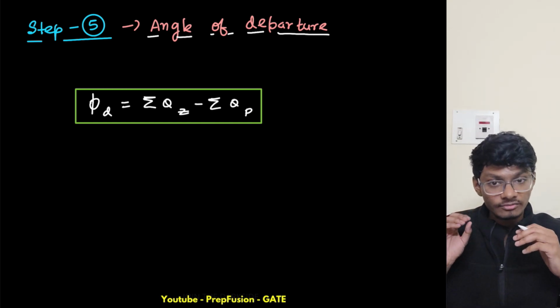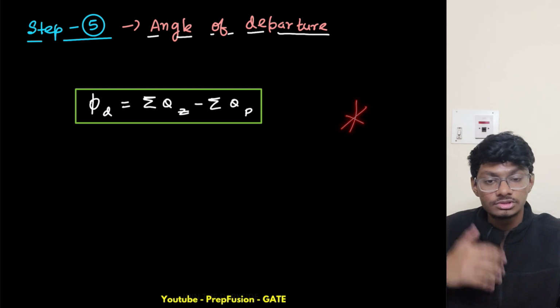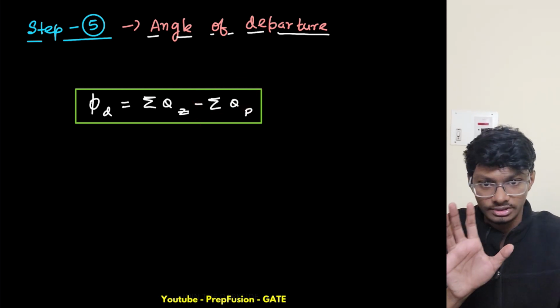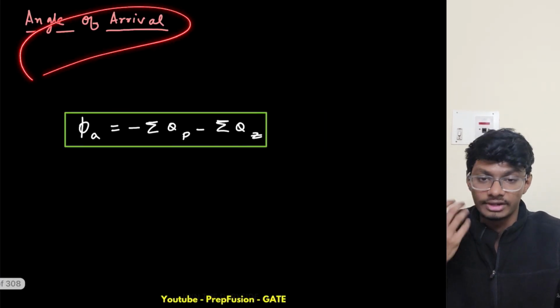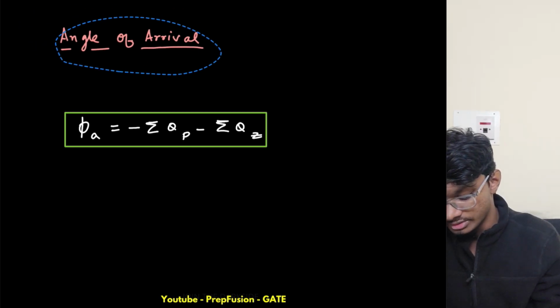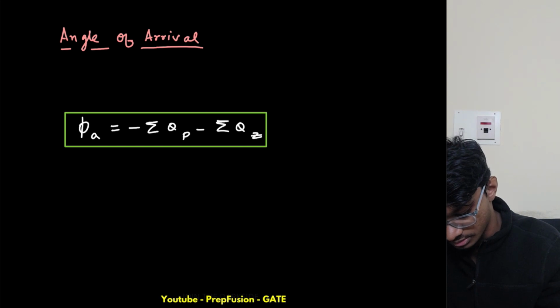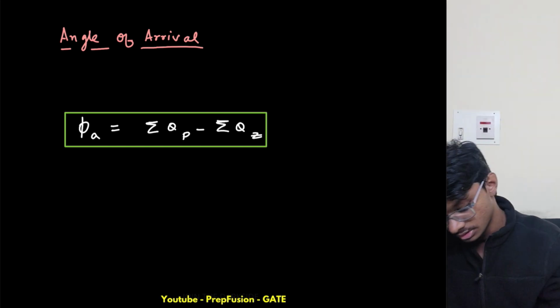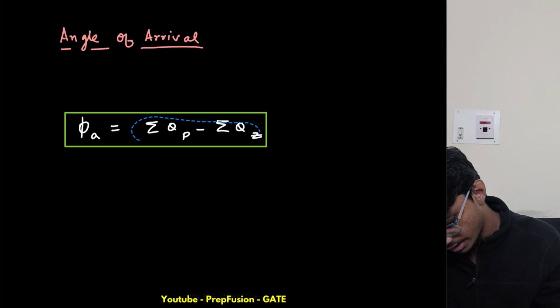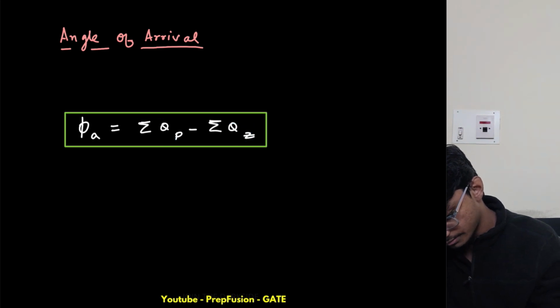So we are calculating the departure for poles, so we'll subtract the other angles of poles. And if I want to calculate the angle of arrival, I will subtract the angle of zeros. Okay, this won't be subtraction, this will be plus, sorry. So I will subtract the zeros and I will add the poles.